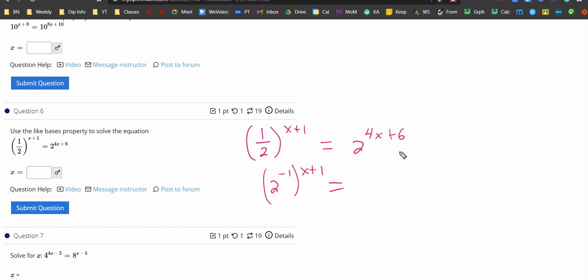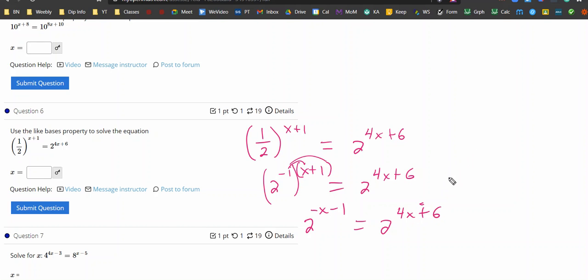And here, I'll write out the next one too. So now we've got 2 to the power of 4x plus 6. Now be careful on this one, because I've got negative 1 times x plus 1. It's really like negative 1 times this in brackets, because it's times that whole thing. So we have to distribute the negative onto this. Anyway, you get the idea. So we'll write this as 2 to the power of negative x minus 1. Right there, that minus 1 is probably where people will make a mistake. And that is equal to 2 to the power of 4x plus 6.